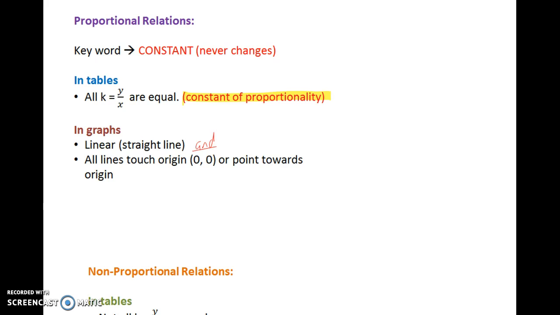And in graphs, it either has to be linear, which means a straight line, and, don't forget the ands, all lines touch the origin, (0, 0), or point towards the origin.